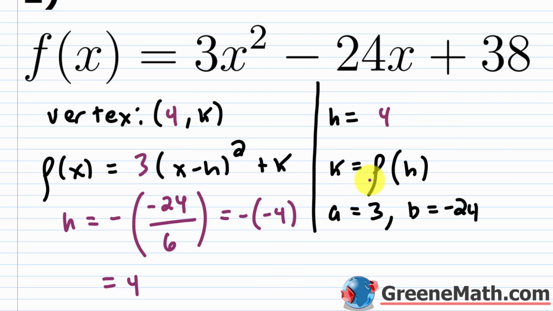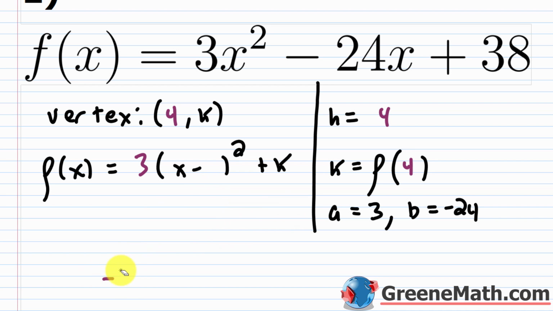And now k would be equal to f of, what is h? That's 4. So f of 4 is what we need to calculate. Let me get rid of this, and let me throw a 4 in there so that part's done. Let's go f of 4.